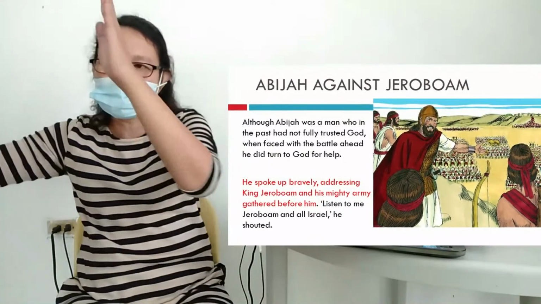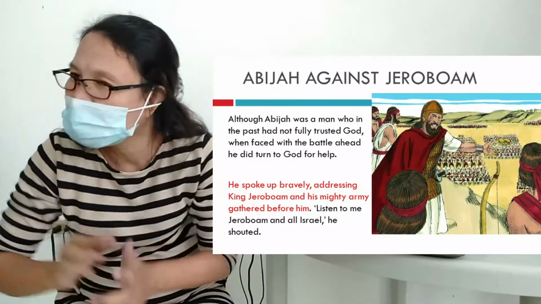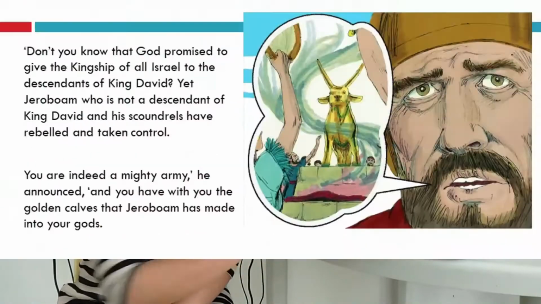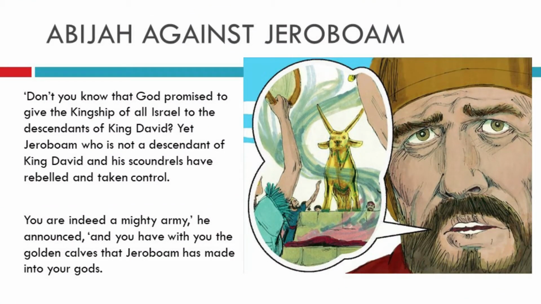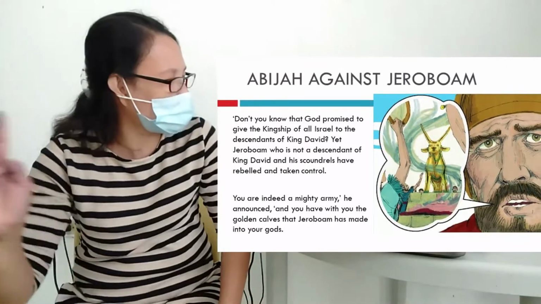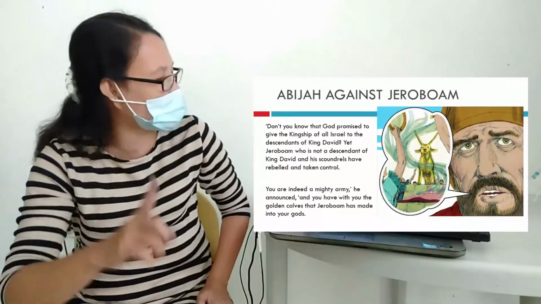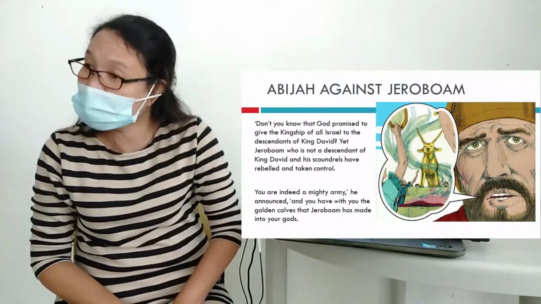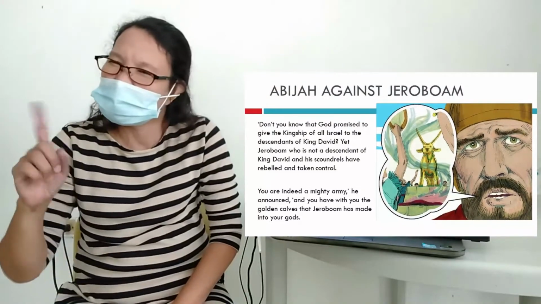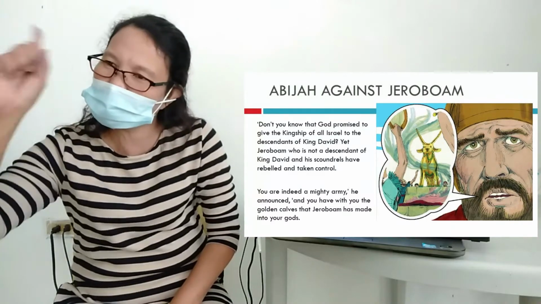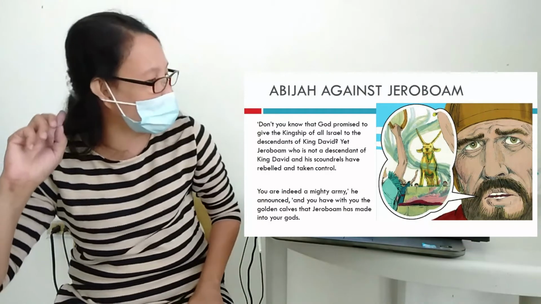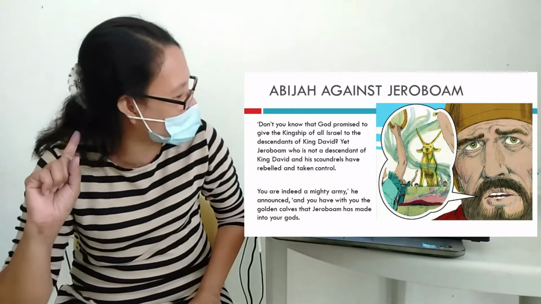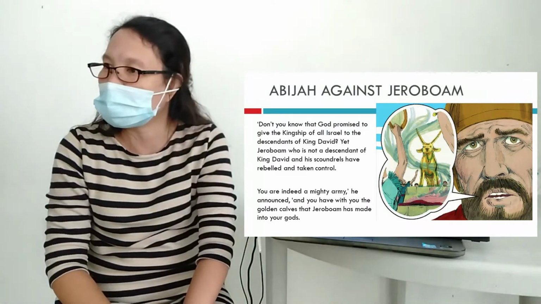So this is a fight between Jeroboam and King Abijah. Who is King Abijah, Barbie? The son of Rehoboam. Oh, look at what King Abijah said. Don't you know that God promised to give the kingship of all Israel to the descendants of King David? King David is Abijah's grandfather, right? He said it is God who promised that He will give the kingdom to the descendants of King David. Yet Jeroboam, who is not a descendant of King David, and his scoundrels have rebelled.